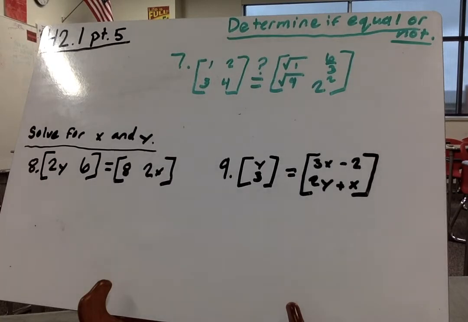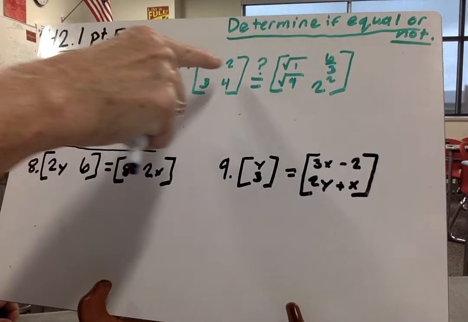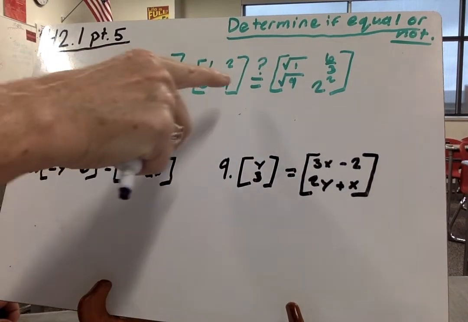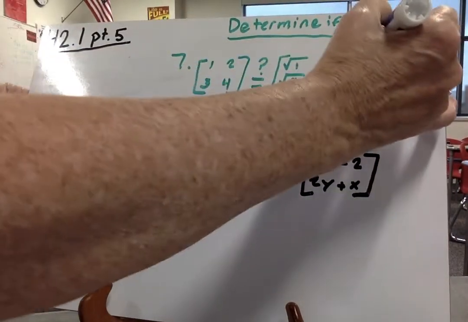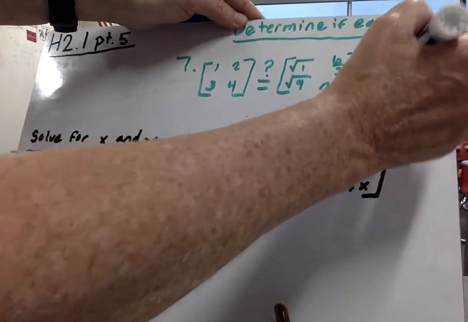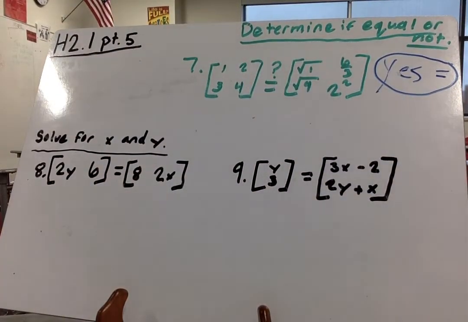All right, determine if they're equal or not. Okay, so this is on page H28. Is 1 equal to the square root of 1? Yes. Is 2 equal to 6/3? Yes. Is 3 equal to the square root of 9? Yes. Is 4 equal to 2 squared? Yes. So I write yes, equal. And that's all I need to put on that.